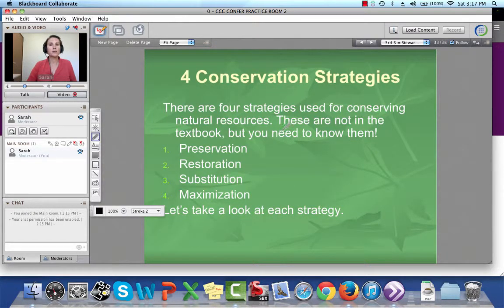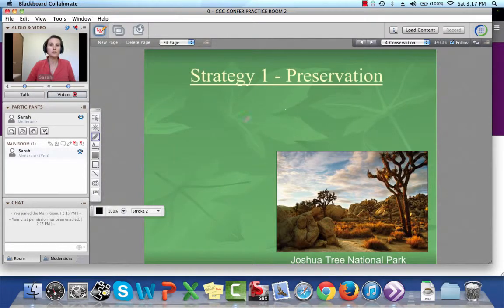All right, now let's talk about the tools or the strategies. These are tools for actually going about and practicing conservation. And there are 4 of them. Again, these are not in your book. We've got preservation, restoration, substitution, and maximization. Okay, so we'll look at these real quick. Preservation, right back to John Muir. You can always think of him. This is the idea of keeping the wild wild.